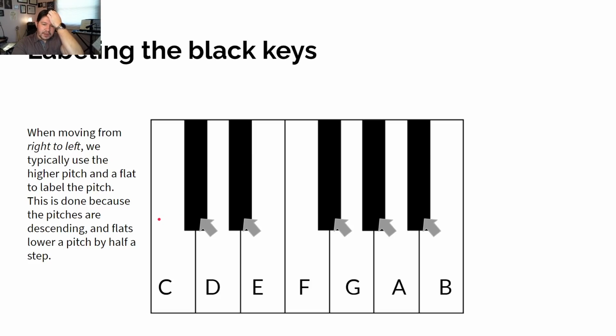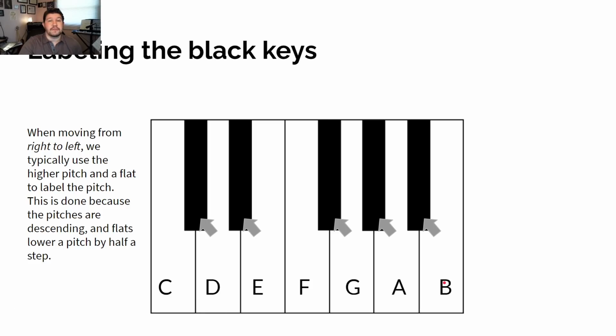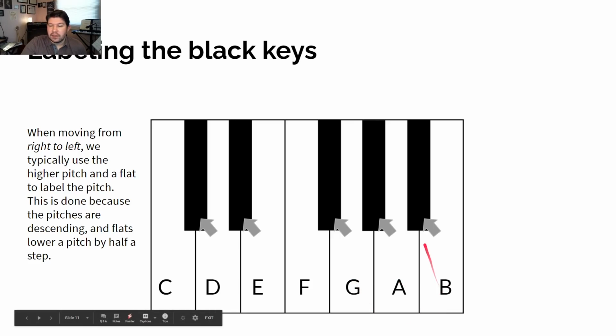So now, if we are going to move the opposite direction and go from right to left, we are going to use the name of the higher pitch. So the name becomes the same letter as the higher pitch, but we're going to use the flat symbol. Now, you can probably already figure out why this is, because as we move this direction, we are going to be moving lower. So when we move from right to left, the pitches are descending, which means to go lower. So what we're going to end up with is the higher letter name along with a flat.